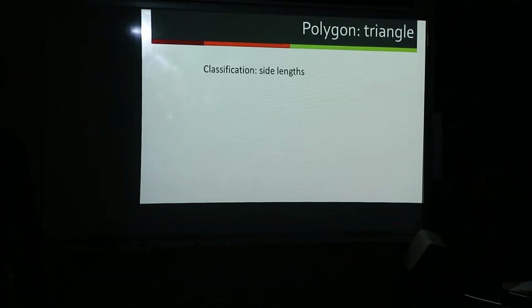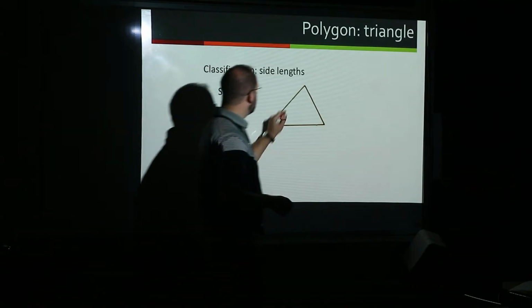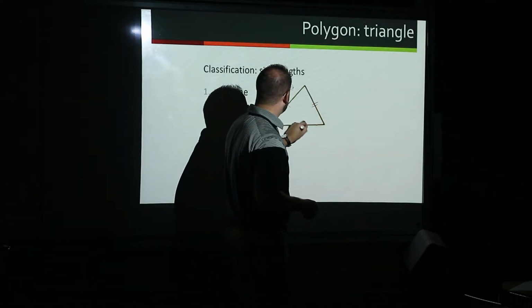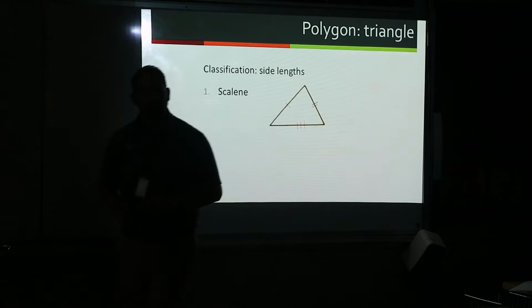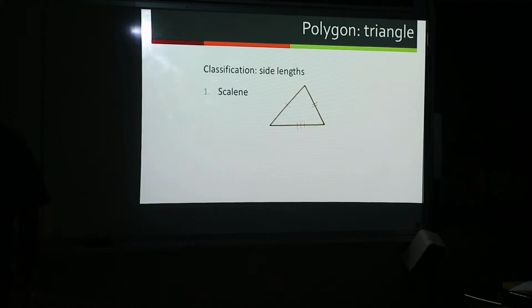Okay, by side lengths, the first word. If all the walls are different, it's called scalene. That means all walls are different. How they can denote that on a picture, they can put the little hash mark, so every hash mark is different. That means all 3 walls are different. It's called scalene. Now, if 2 walls are equal, that's called isosceles.